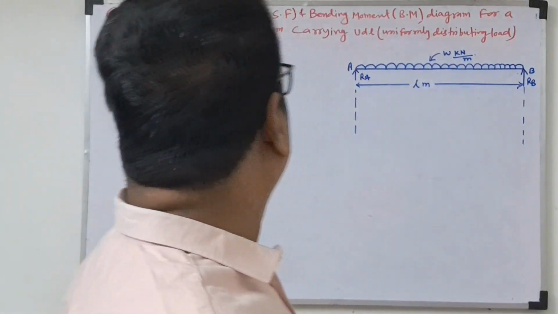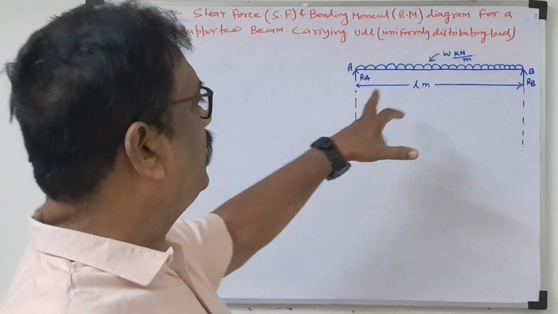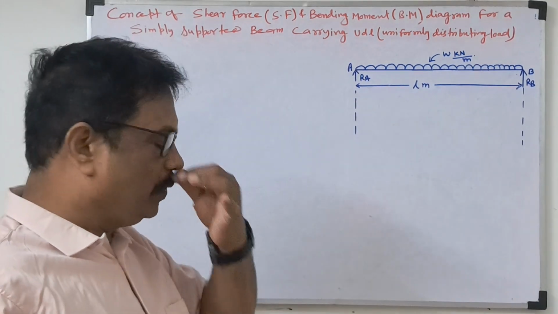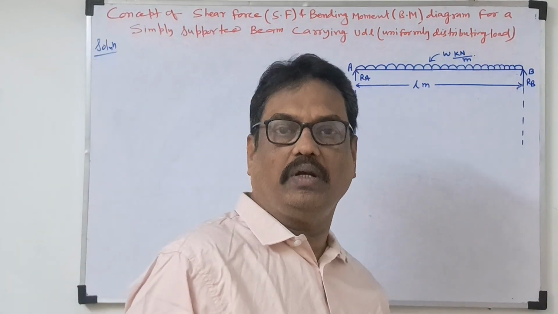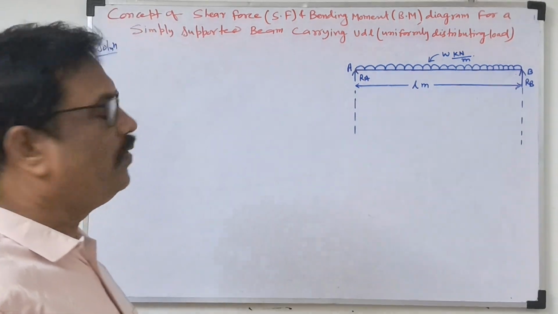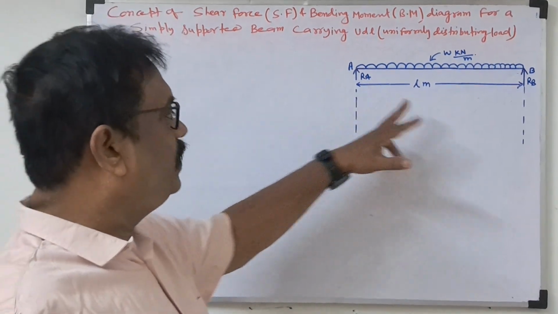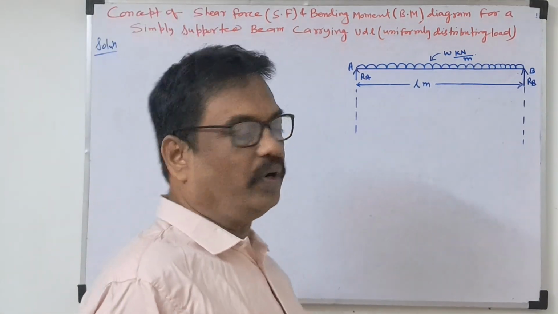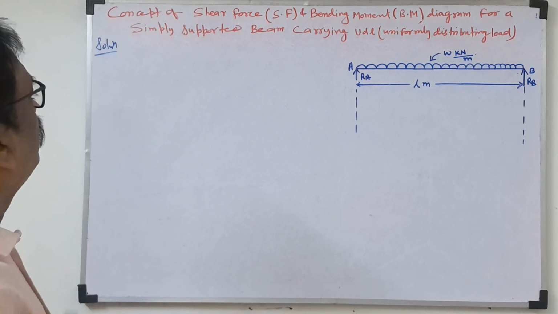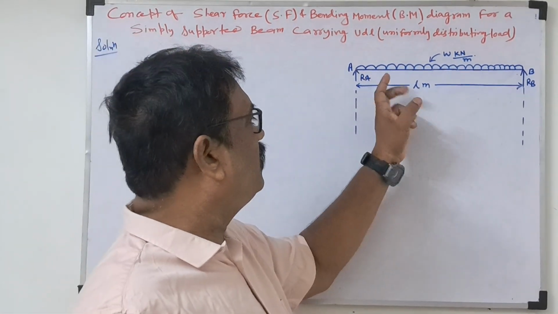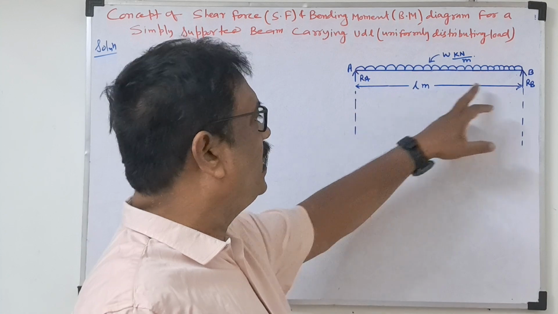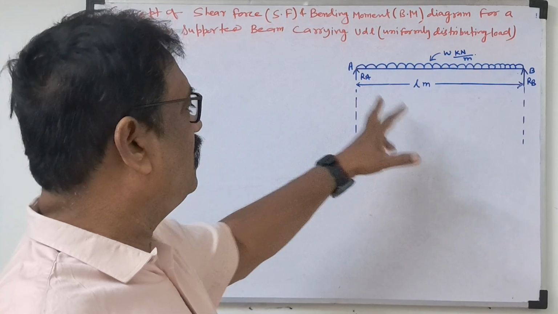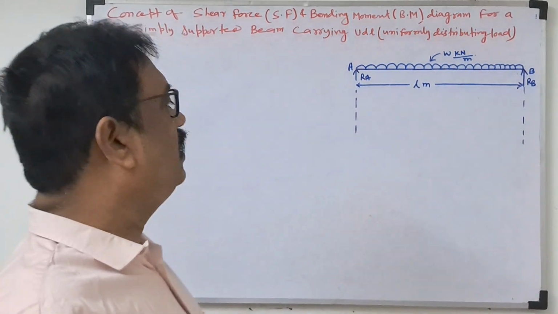Today my topic is the concept of shear force and bending moment diagram for the simply supported beam carrying the UDL load. In earlier videos we already did the cantilever beam with point load, uniformly distributed load, and uniformly varying load, and the simply supported beam with point load also. Those videos are already uploaded, so you can watch them. Now I am going to discuss the basic concept of the simply supported beam carrying the UDL: the shear force calculations and shear force diagram, and the bending moment calculation and bending moment diagram.